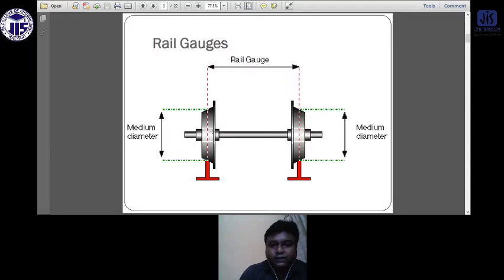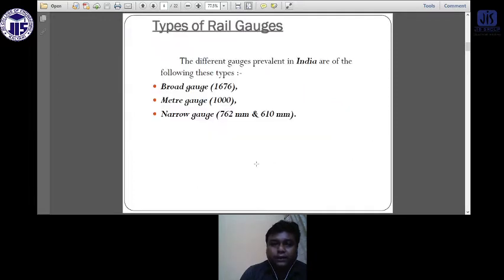So this is the rail gauge. This is one rail, this is one wheel, this is another wheel, and this is the wheel axle. This is rail one and this is rail two. The wheels are moving on these rails, so the distance between the rails is known as the rail gauge. Now, what is the median diameter? The median diameter is the distance between the two portions of the coning of the wheel. This is the median diameter.